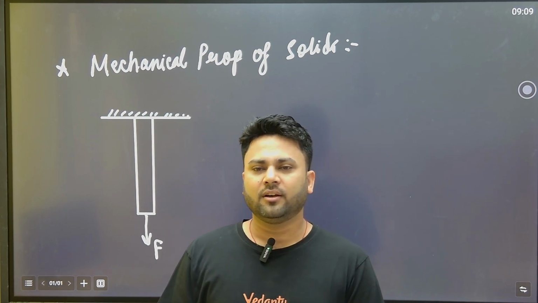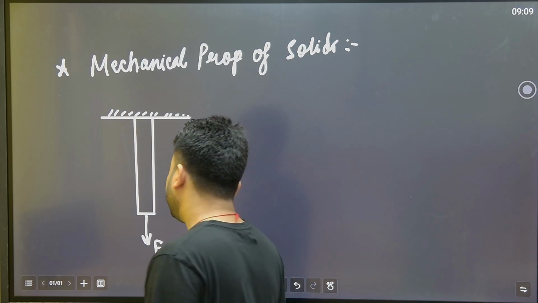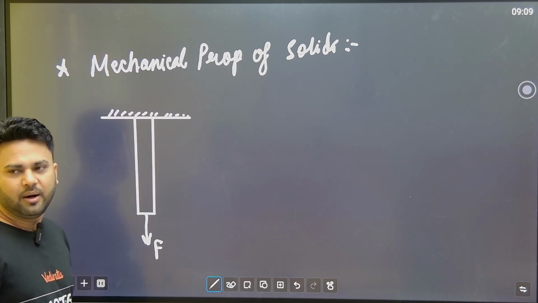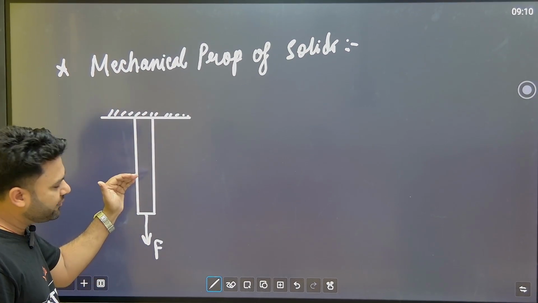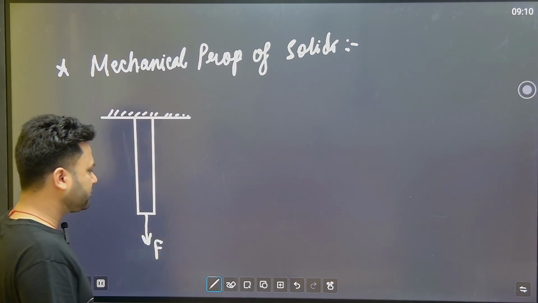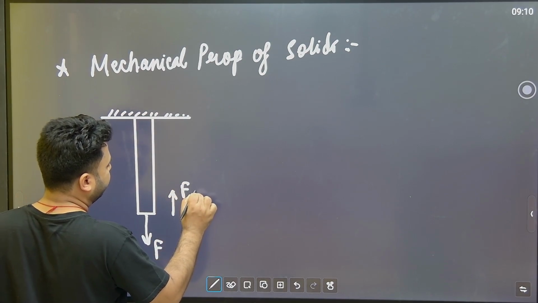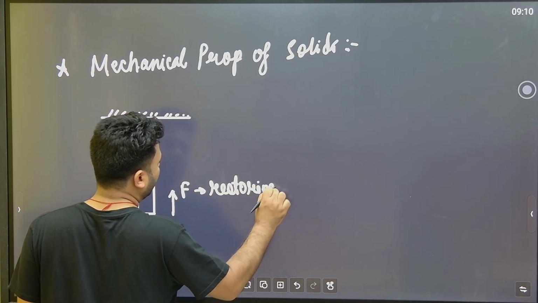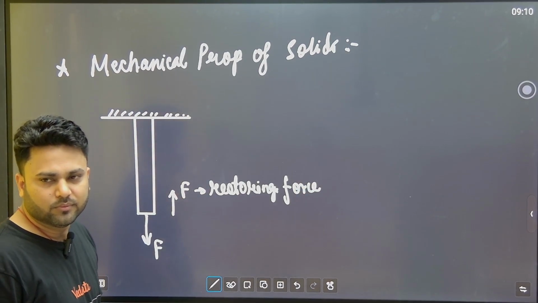So this is called restoring force. Restoring force means a force applied by the body to restore its original configuration. Correct? Means if you are applying force F, this body is also applying force F in the opposite direction at this moment. That is called restoring force. So the body is also applying force F, same value. This F is called restoring force.